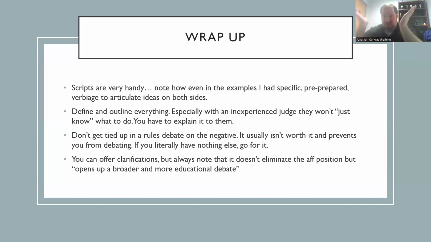Say, hey, AF has the right to define the round. This isn't abusive. They haven't shown clear abuse. Right? Don't vote on potential abuse. It hasn't affected the round. They had clear arguments. And then if you can offer clarifications, but always note that it doesn't eliminate the AF position. It opens up a broader and more educational debate. I'm expanding the debate to make it better, but they can still do their thing and it's just fine. This is making the debate better, right?